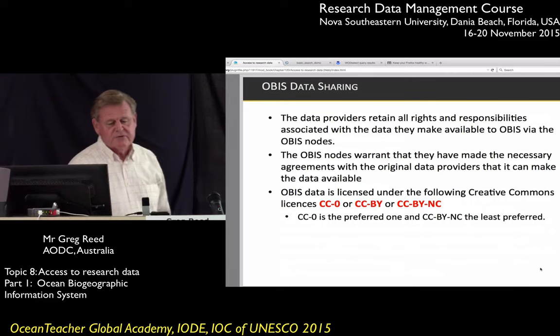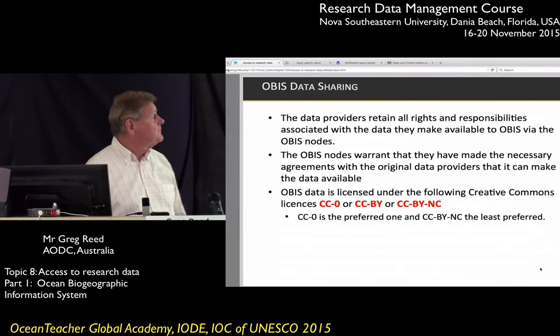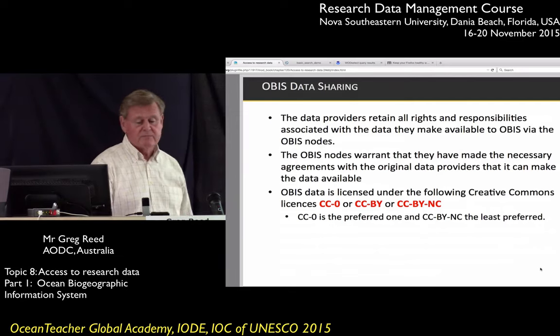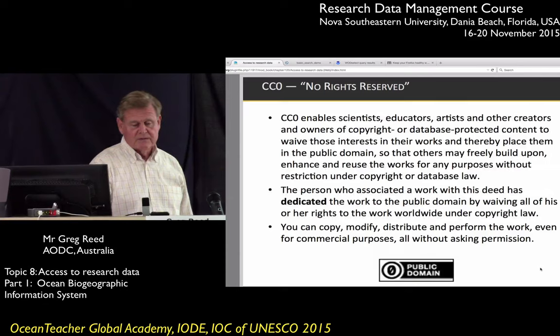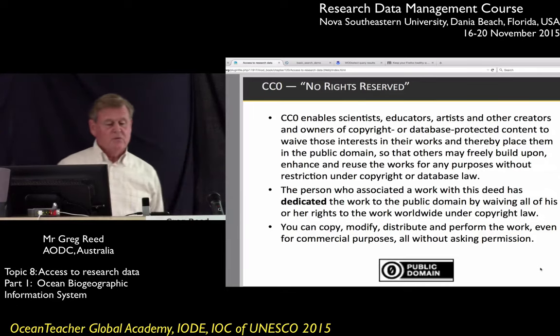The data providers retain all rights and responsibilities associated with the data they make available to OBIS. OBIS nodes warrant that they have made the necessary agreements with the original data providers so that it can be made available. And OBIS data is licensed under Creative Commons, either CC0, CC BY, or CC BY-NC, with CC0 being the preferred license. Now, remember we talked about Creative Commons licenses the other day. I'll just quickly go over that again. CC0 is what they call no rights reserved.